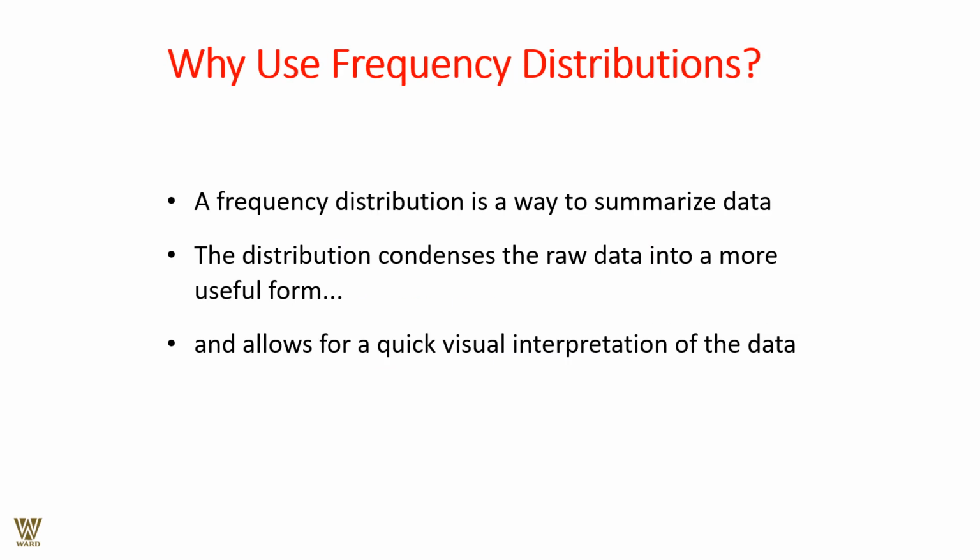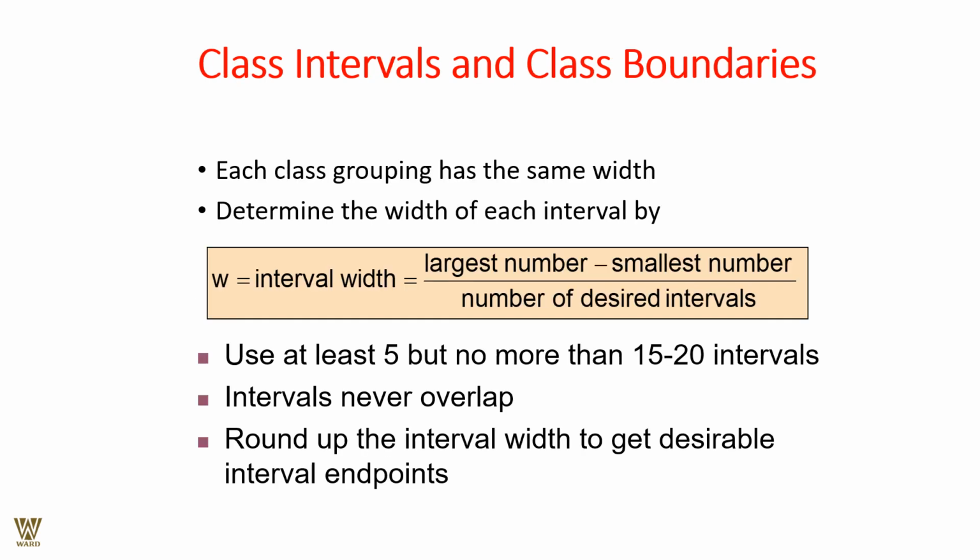So why use frequency distribution? A frequency distribution is a way to summarize data. The distribution condenses the raw data into a more useful form and allows for a quick visual interpretation of the data. Let us come up with the class intervals and the class boundaries.